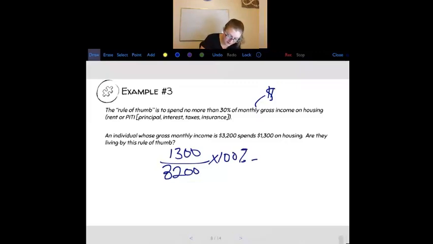And so I'm getting 40.625%. So no, this person is not living by that rule of thumb. Okay. If you go to rent a place on your own, sometimes they'll say that you have to make 3 times as much as the rent, and they're kind of going by this rule of thumb as well.